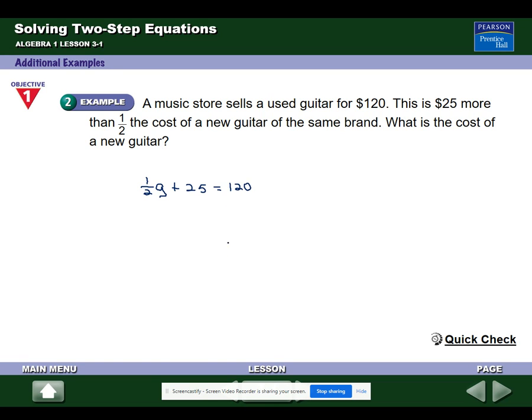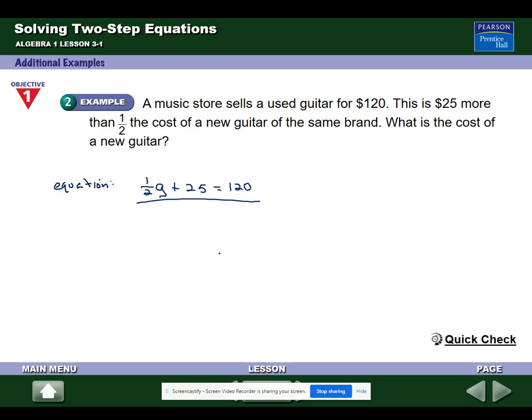Let's just read again and make sure that's what it said. 25 more than half the cost of a new guitar is what this is, and this is the 120, right? So 25 more than half the cost of a new guitar, that's equal to 120. I could see asking a question like this on the test and having a separate line for what the equation is. So this would be worth a point. And then the solution would be down below, because we are going to solve this now.